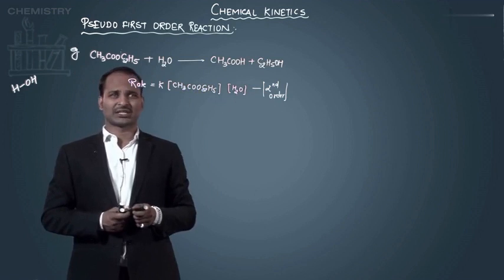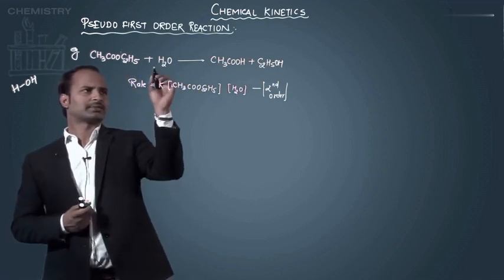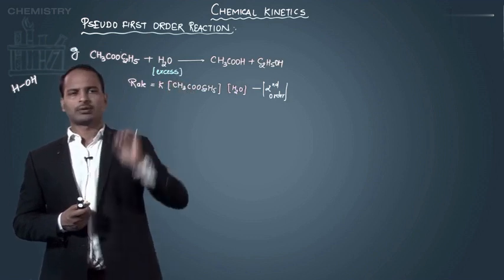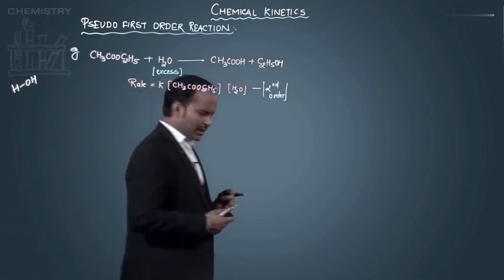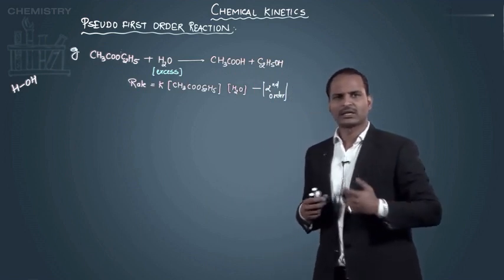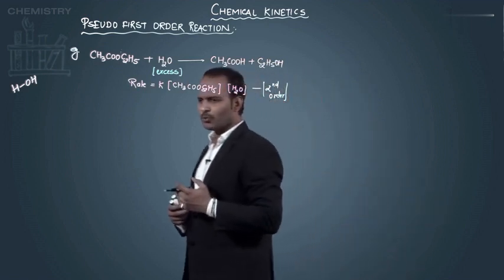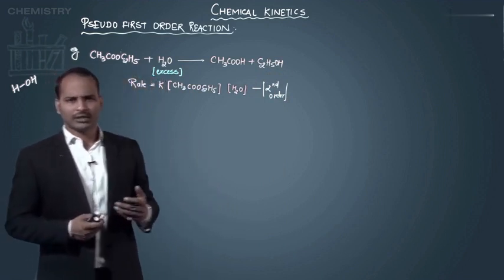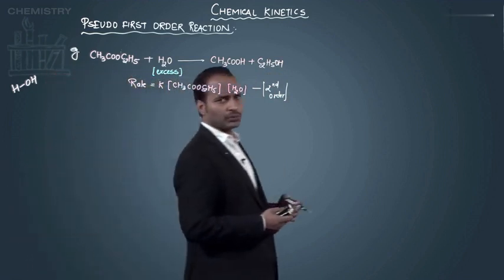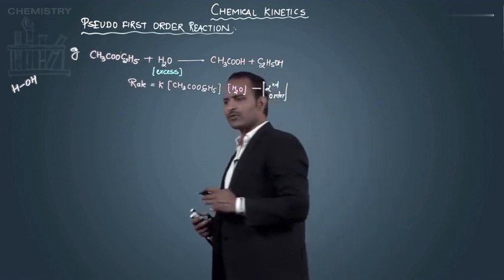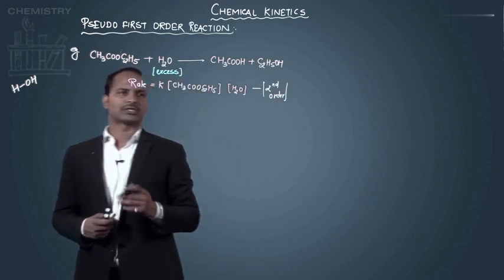Now what changes are done? Here the water is taken in excess. Whenever any substance is taken in excess, means taken in a large quantity. Excess means more than required quantity. For example, suppose I require 100 ml of water, then instead of 100 ml of water, I am taking 2000 ml of water, that is 2 liter. So here the amount of water taken is very large compared to the amount of water which is required.